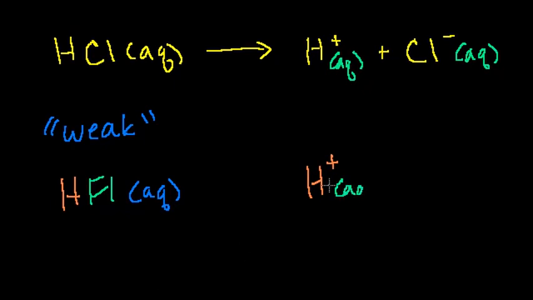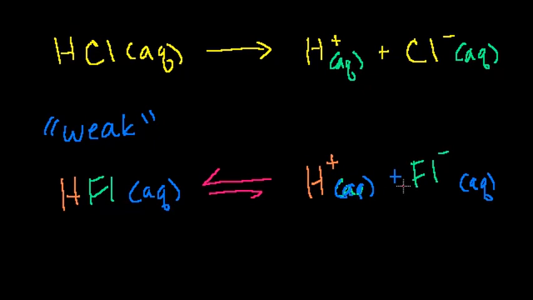Aqueous solution, and then that's going to dissociate with the fluoride. But this is a weak acid, so it's not just in one direction. It actually goes in both. So this is an equilibrium reaction, and we know all about these now. Which means that some of this goes in that direction, some of that goes in that direction, and both of these species exist in the solution.